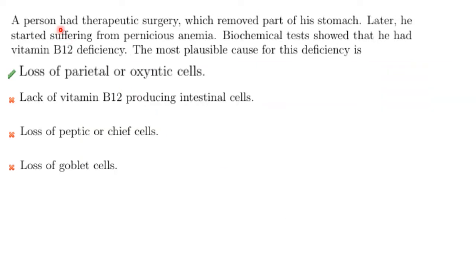Then next one: a person had therapeutic surgery which removed part of his stomach. Later, he started suffering from pernicious anemia, that is vitamin B12 deficiency. Biochemical test showed that he had vitamin B12 deficiency. The most plausible cause for the deficiency is? Now there is a special protein called intrinsic factor that binds vitamin B12 so that it can be absorbed by the small intestine. This intrinsic factor is produced by the parietal cells of the stomach. So when the stomach does not make enough intrinsic factor, it cannot absorb vitamin B12. So it is the loss of parietal or oxyntic cells that is causing this B12 deficiency. So the part of the stomach that was removed might be the region around the parietal and oxyntic cells.